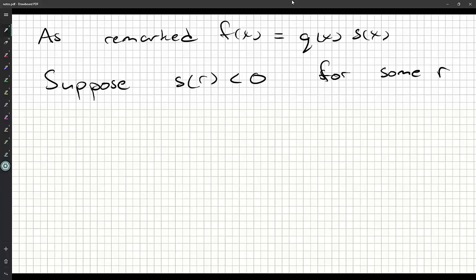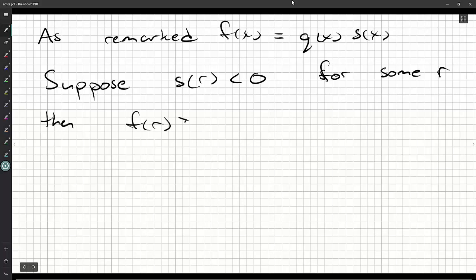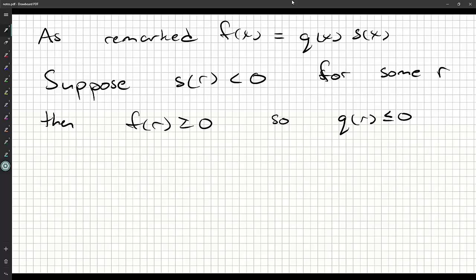Well, f at r is greater than or equal to 0, so q at r must be equal to 0. Or no, I suppose q at r could be less than 0 as well. So maybe it can't be done this way. Well, that doesn't necessarily mean that the q of x idea is wrong.